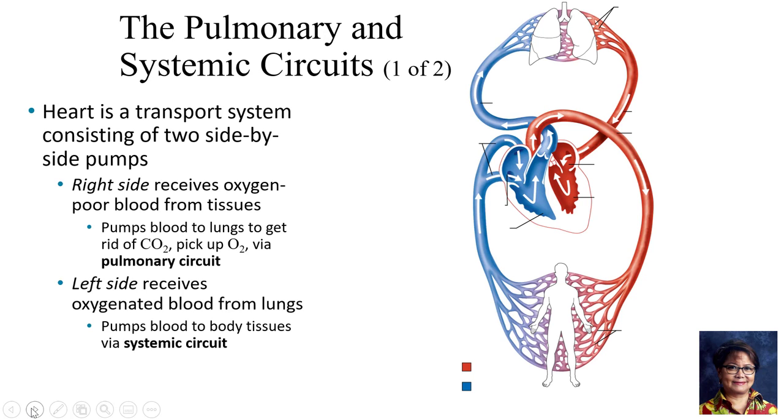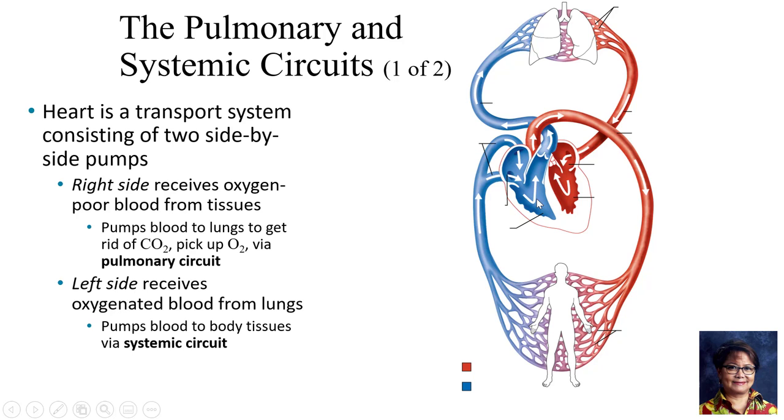So the heart is the pumping organ of the cardiovascular system. It is responsible for pumping the blood to the different parts of the body. So it moves the blood. And it is a transport system that's made up of two side-by-side pumps. And these side-by-side pumps are actually only in one organ.